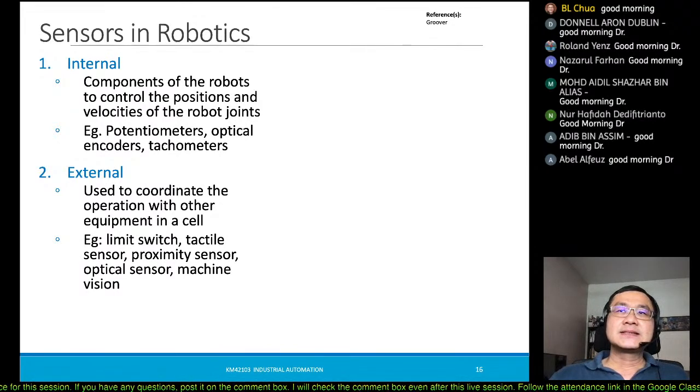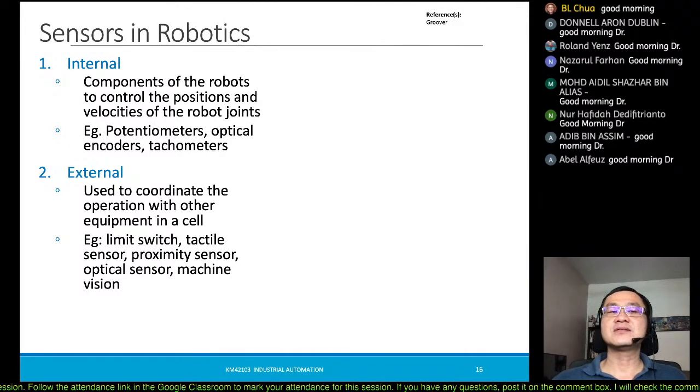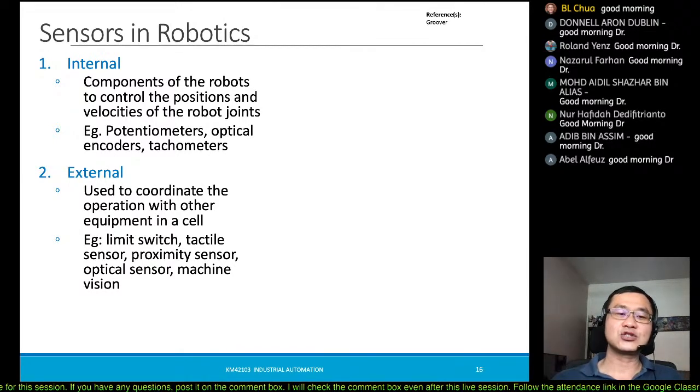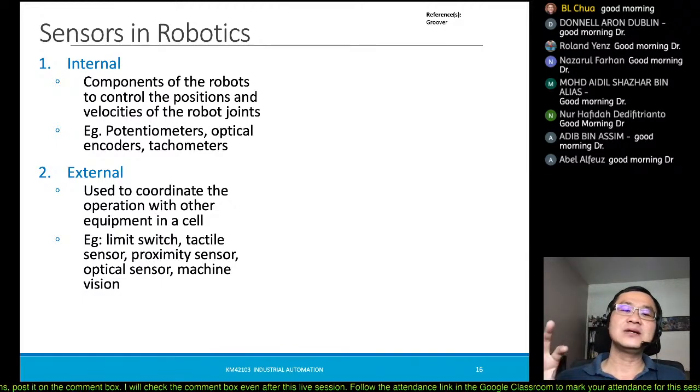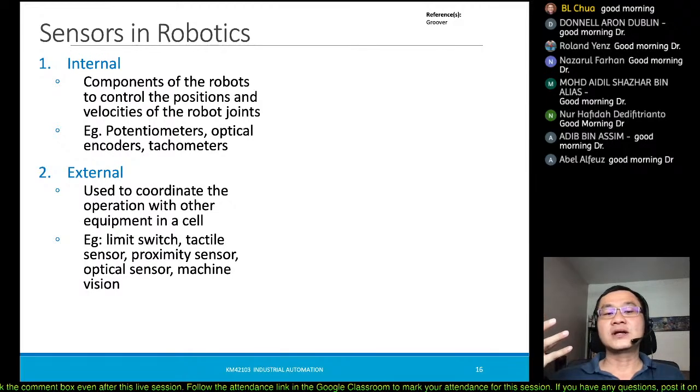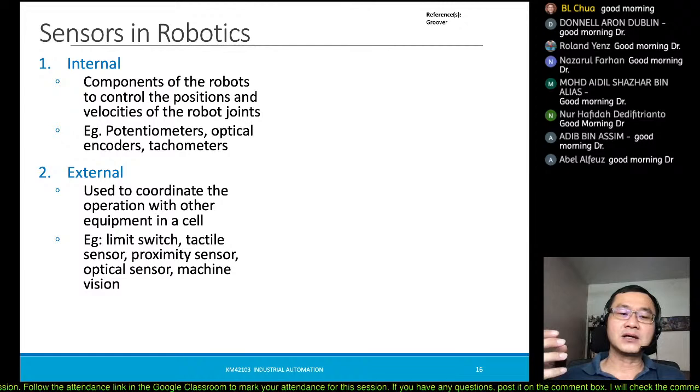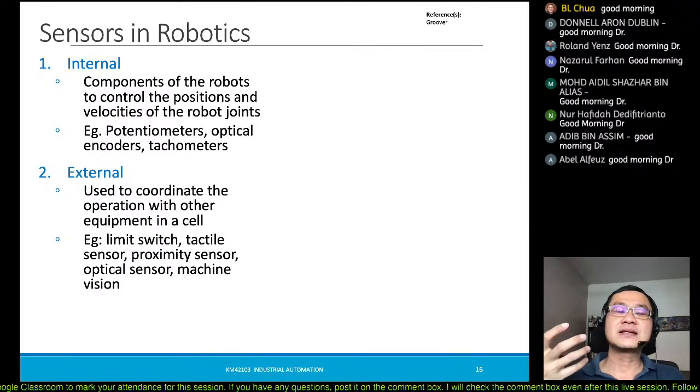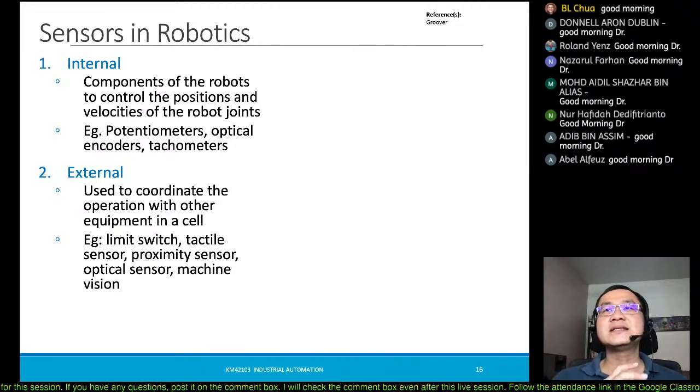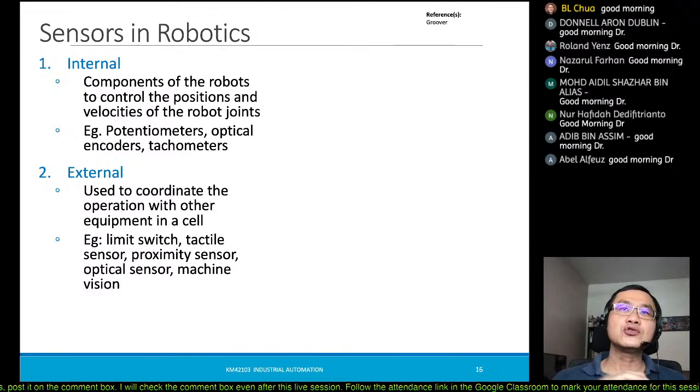In robots, since we need feedback, you want the robot to reach certain positions with adequate accuracy, therefore you may need sensors. They can be of two types. Internal sensors are part of the components of the robot, for example potentiometer, tachometer, or optical encoder. You can usually see these in the servo motor. For electric joints powered by electric motors, they have servo motors with optical sensors and so on.